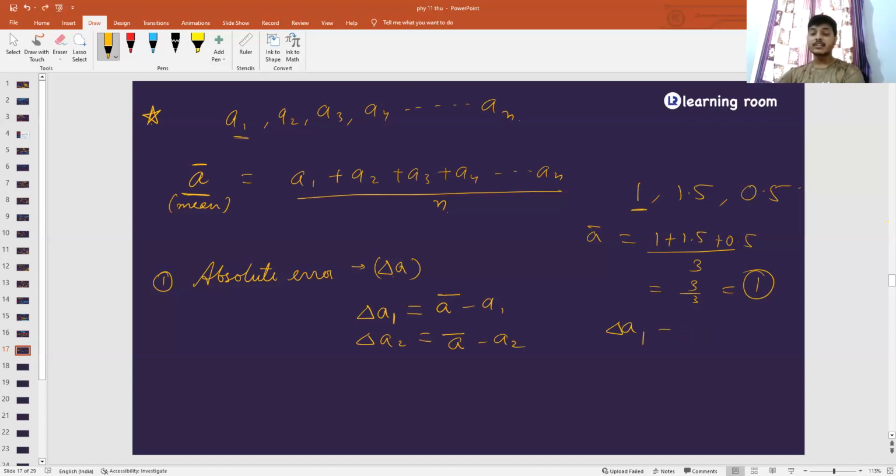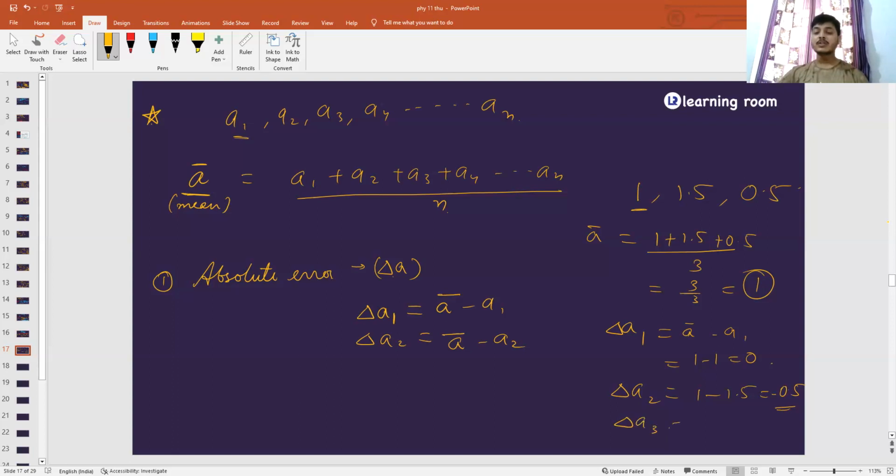First I'll write this. A bar minus A1, so that is 1 minus 1, that is 0. That means no error in the first measurement, absolute error. What is the absolute error in the second measurement? That is 1 minus 1.5, so that is minus 0.5. Minus 0.5 is the error in the second measurement.